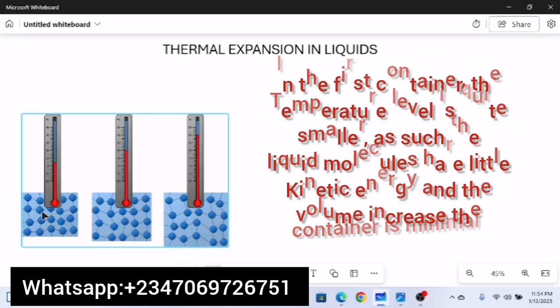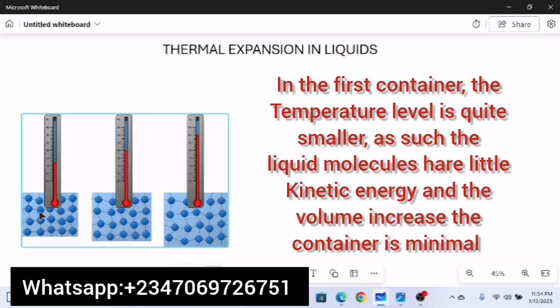So in the first container, the temperature level is quite small. As a result, the volume is the normal volume of the container, right? And since the temperature level is small, it means that the kinetic energy of the molecules of the liquid is quite small, which actually yields a minimal increase in the volume of the container.